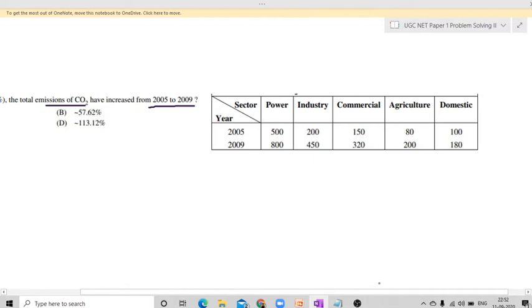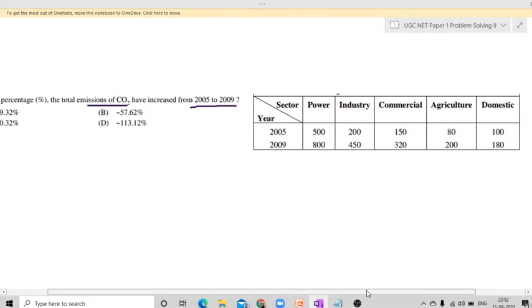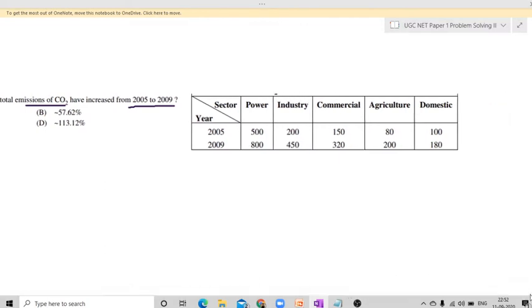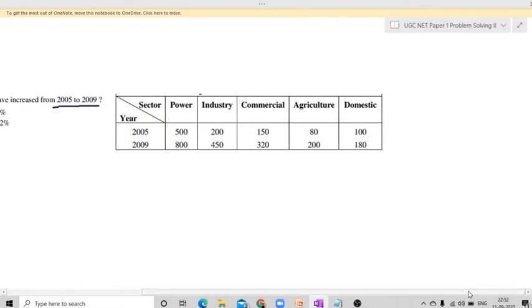So that means here we are supposed to calculate the total emissions. In that case, we have to calculate the total from all these sectors for the years 2005 and 2009. Let's do that. For the year 2005, the total will be 500 plus 200, that will be 700. 700 plus 100 would be 800, and 800 plus 230 would give us 1030. So this is our 2005's total.